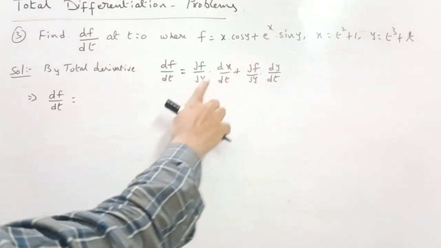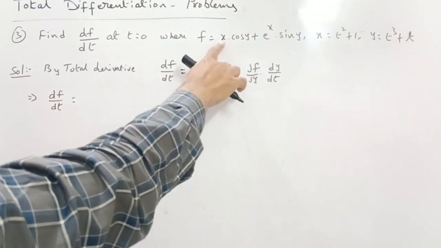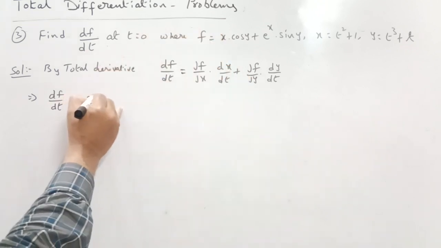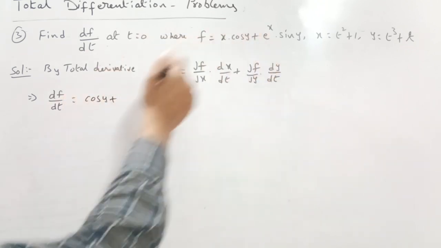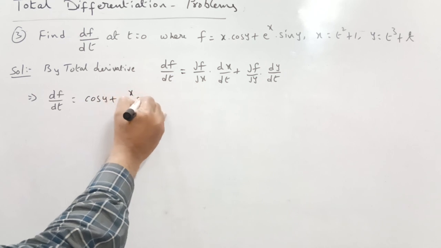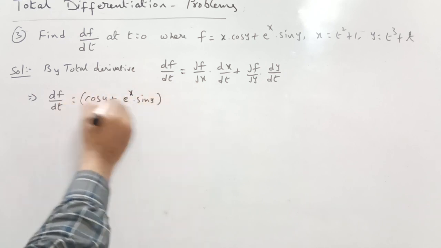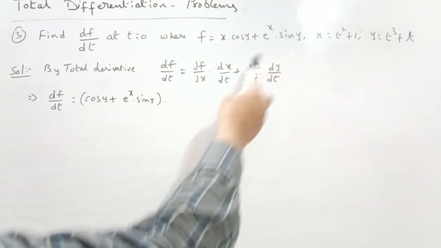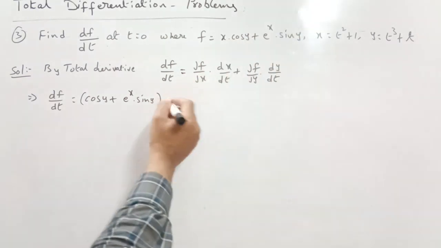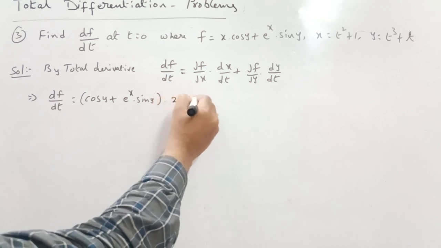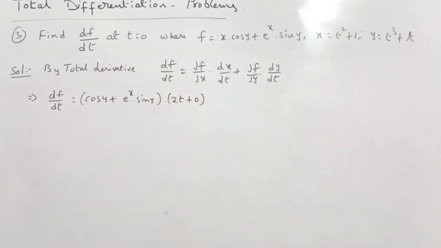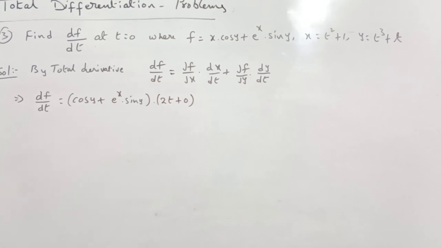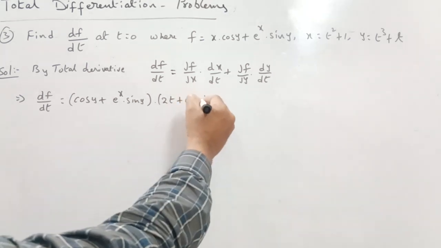So this is the f value. You have to differentiate with respect to x partially. So x gives 1, I get cos y plus e power x, differentiation as it is, e power x only, sin y is constant as it is, into dx by dt. X is t square plus 1. So differentiate x with respect to t. T square gives 2t. Differentiation of 1 is 0.